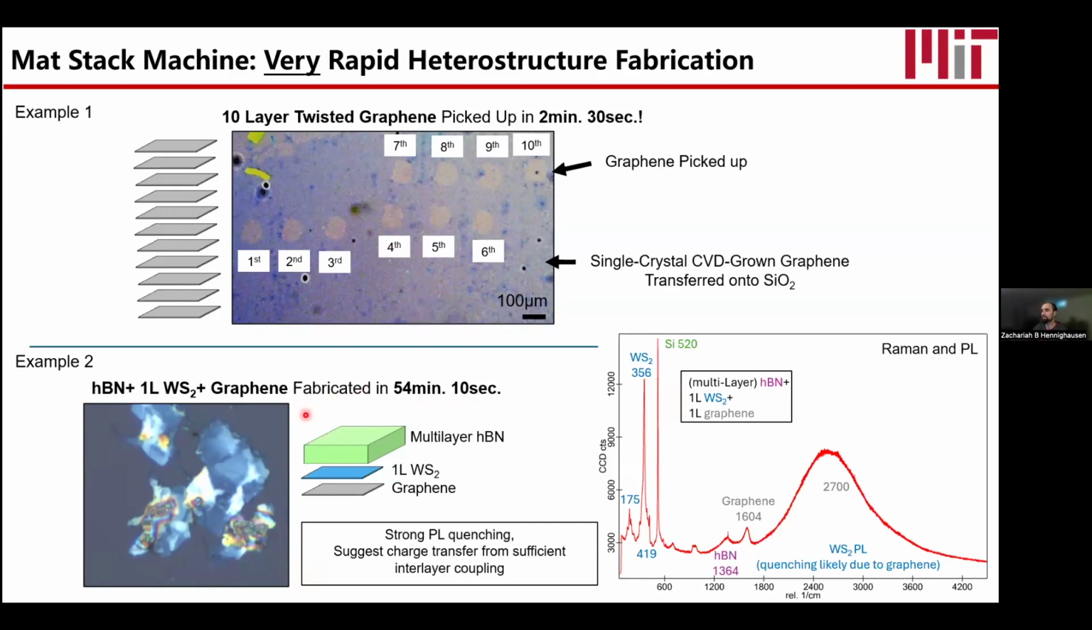The next one is I stacked a multi-layer HBN that we grew from Dr. Kunan Chung, and also some monolayer WS2 and some graphene. And this was just to sort of see how good the interface would look and test it out. And you can see the PL is quenched as predicted, likely due to charge transfer into the graphene. And we see all the various Raman signals from our WS2, our graphene, and our HBN. So cool. So this is just 2 quick snapshots.